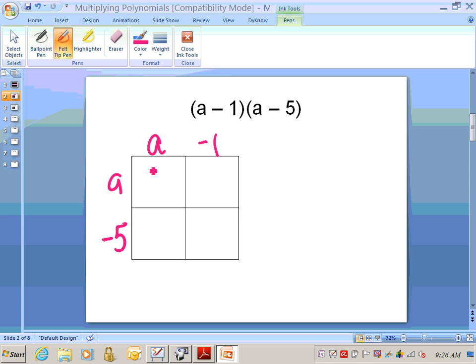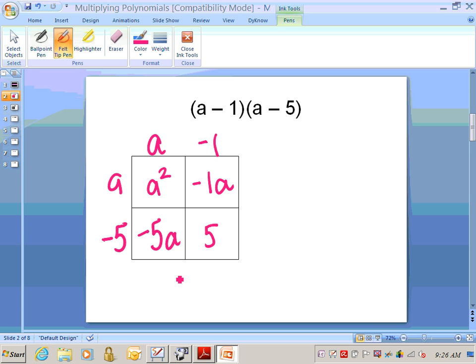Okay, what would go in our first box here? This box? Negative 1a. Negative 5a. And 5. Good.